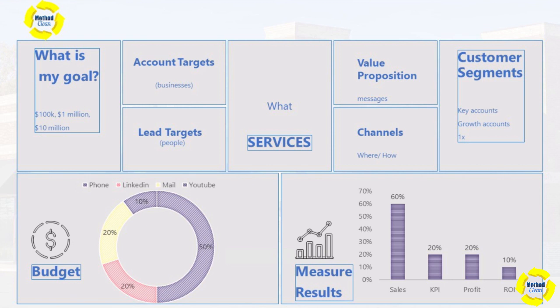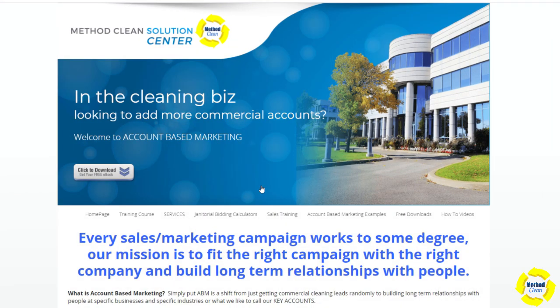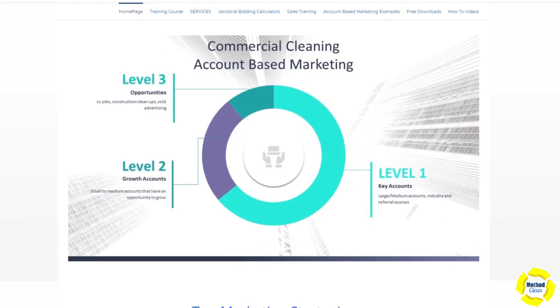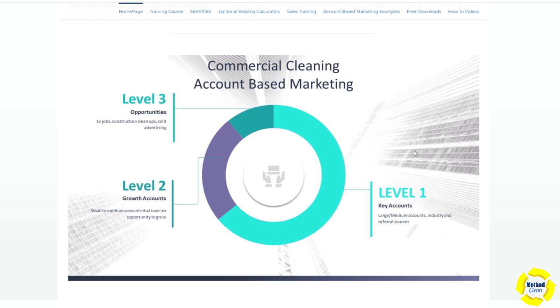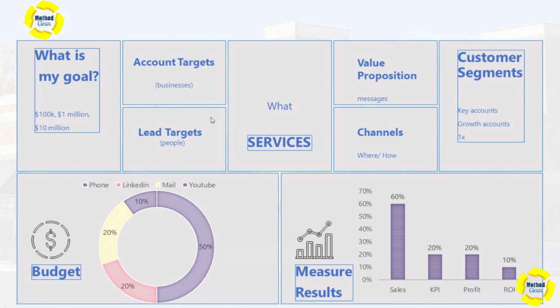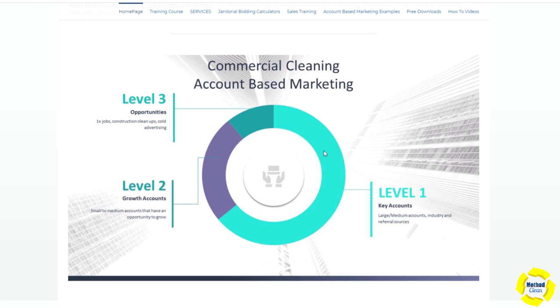And with customer segments, I'm going to go to our website because I want to show you this. On our homepage, methodcleanbiz.com, I have this graphic, and this explains our whole platform is account-based marketing and how we want to cut up based on these questions we answered here of the channels, the services, the leads, what kind of businesses, especially what kinds of businesses. Well, then when we get to how are we going to cut this up, we want to devote 80% of our time to key accounts.